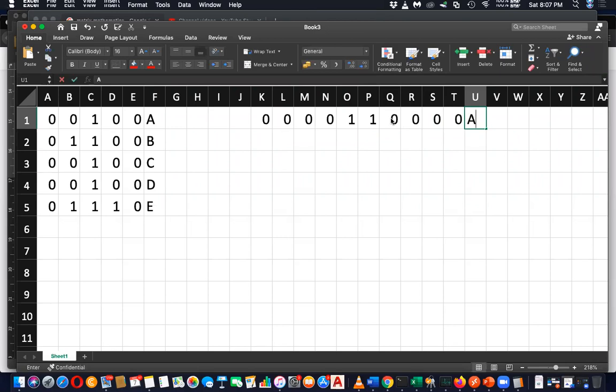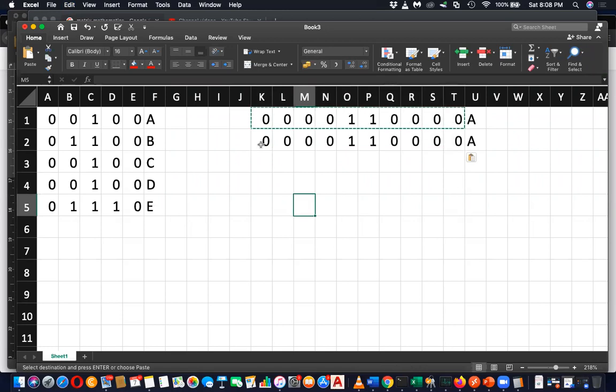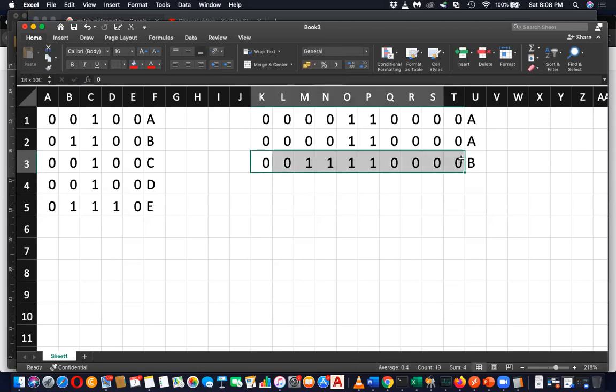This is line A. Repeat line A again. You have to repeat the line A again. Then do the same for line B. Line B: 2 zeros, here 2 ones means 4 ones. Then 2 zeros means 4 zeros. Then repeat the line B.